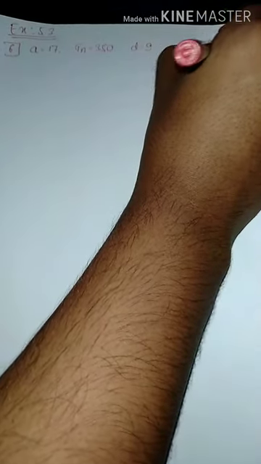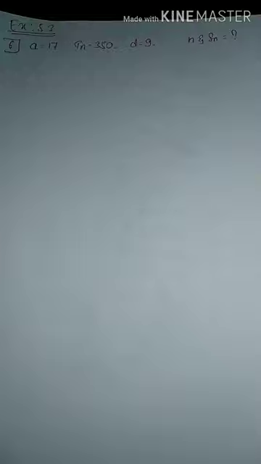And next, exercise number 5.3, sixth problem. The sixth problem is: the first term and last term of an AP are 17 and 350. So the first term is 17 and the last term is 350. If the common difference is 9, how many terms are there and what is their sum? How many terms are there and what is their sum is the question.